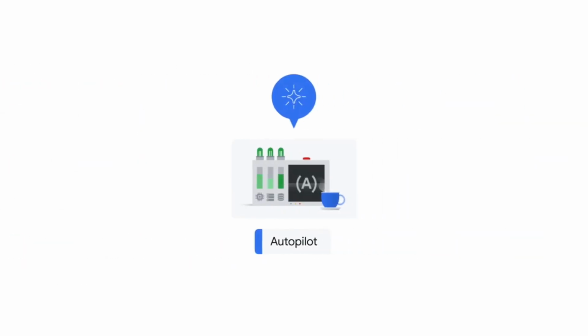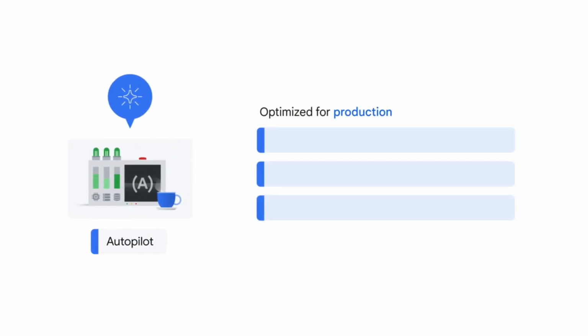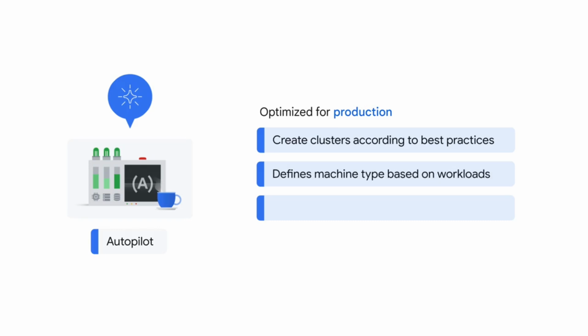Let's examine the benefits and functionality of autopilot in more detail. Autopilot is optimized for production. As a Google-managed and optimized GKE instance, the job of autopilot is to create clusters according to battle-tested and hardened best practices. Autopilot defines the underlying machine type for your cluster based on workloads, which optimizes both usage and cost for the cluster and adapts to changing workloads. And without the cluster management overhead, Autopilot lets you deploy production-ready GKE clusters faster.